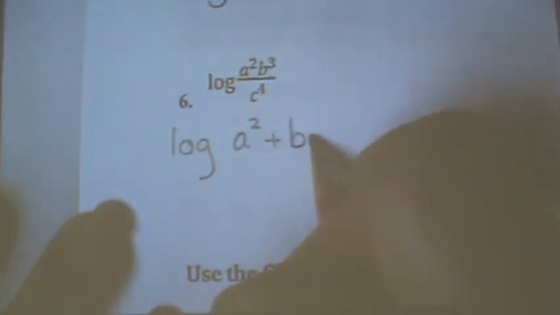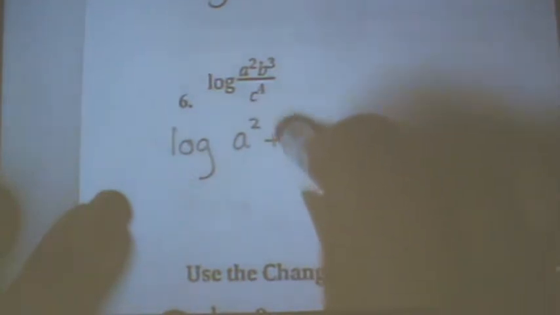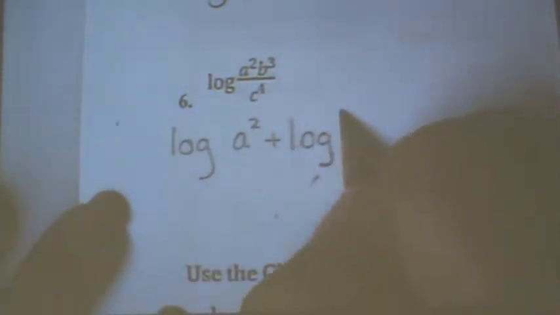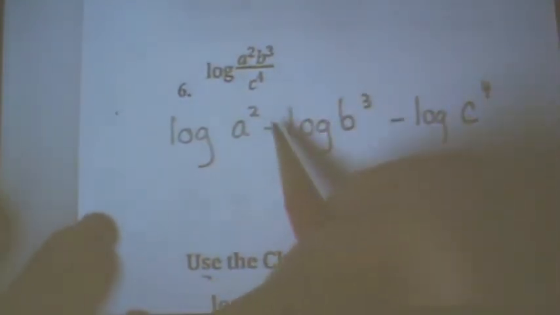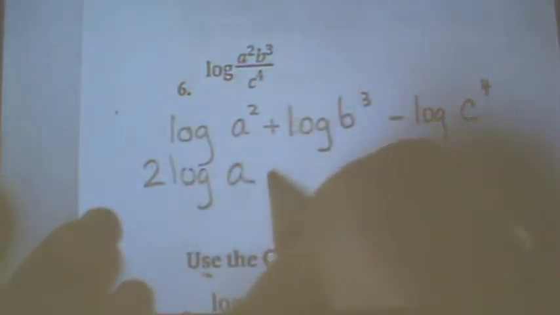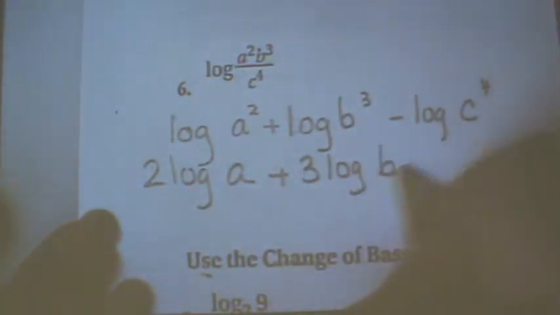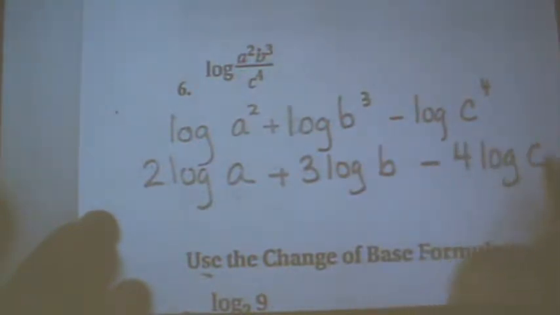Okay, number 6. There's a few, actually you're doing all the properties. You're doing product, and you're doing quotient, and you're doing power. So you can first start off by doing the log of a squared plus the log of b cubed minus the log of c to the 4th power. And they're all base 10. You don't have to have that there. But then bring in front your powers. So 2 log of a plus 3 log of b minus 4 log of c.